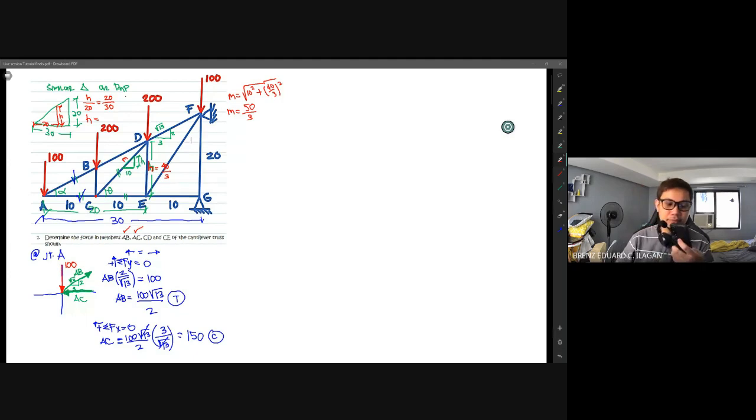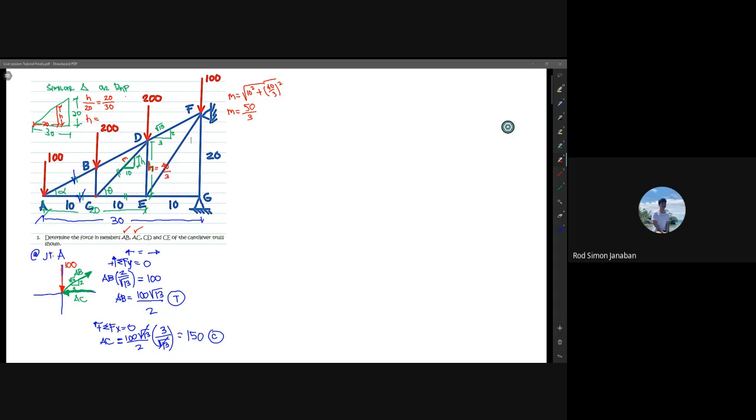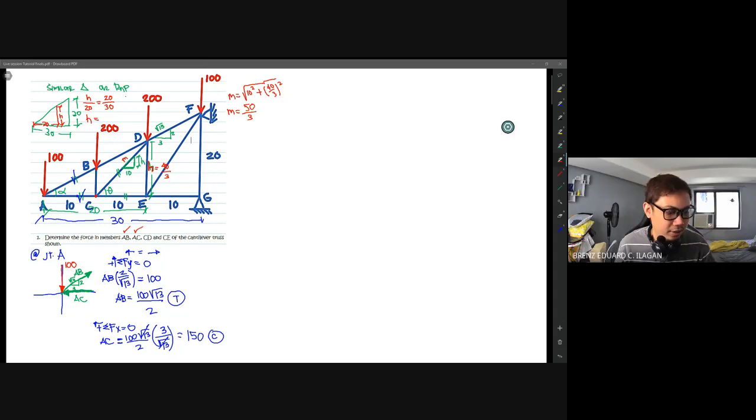How about B? Tingnan mabuti, anong sabi ni Sir? Sabi ni Sir, dapat dalawa lang yung unknown. Kasi dalawa lang yung equation ko: summation of forces X and summation of forces Y. Aside from that, wala na tayong pwedeng gamitin. B po. B, which is, yun yung tamang sagot.